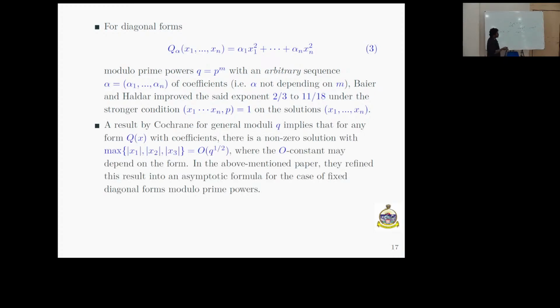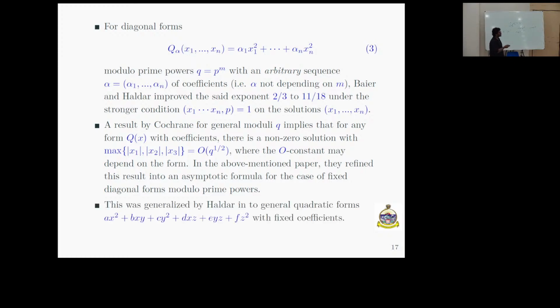In a result of Proken for general modulus q, one can say that there is a solution whenever we are in the critical range, where the maximum of xi is less than or equal to some constant times the square root of q. In the above mentioned paper, they have refined the result: they also got the asymptotic formula for the number of solutions. So they got some asymptotic like this, right? And later, in a work, Anup generalized it to up to 3 variable general quadratic forms.